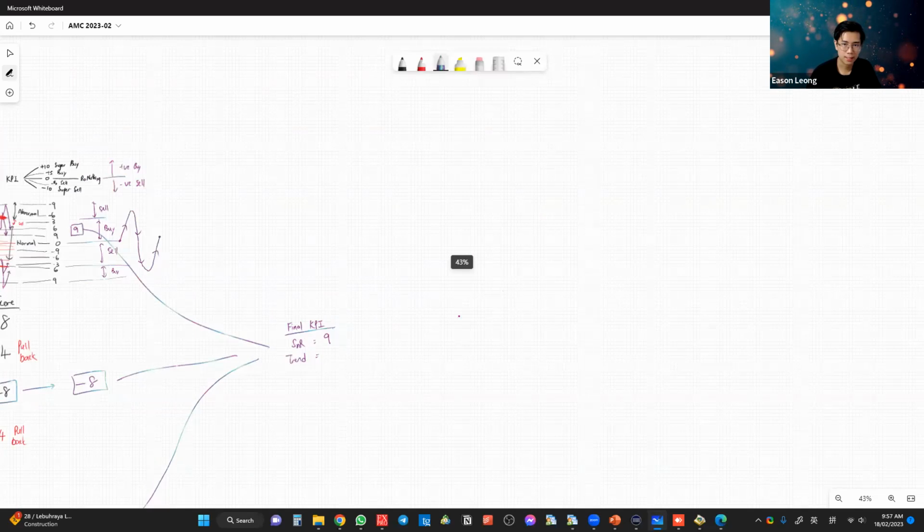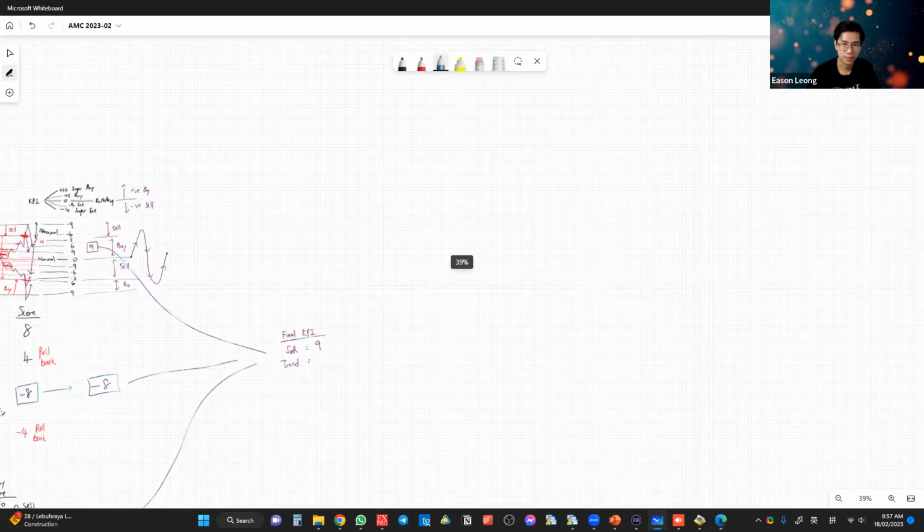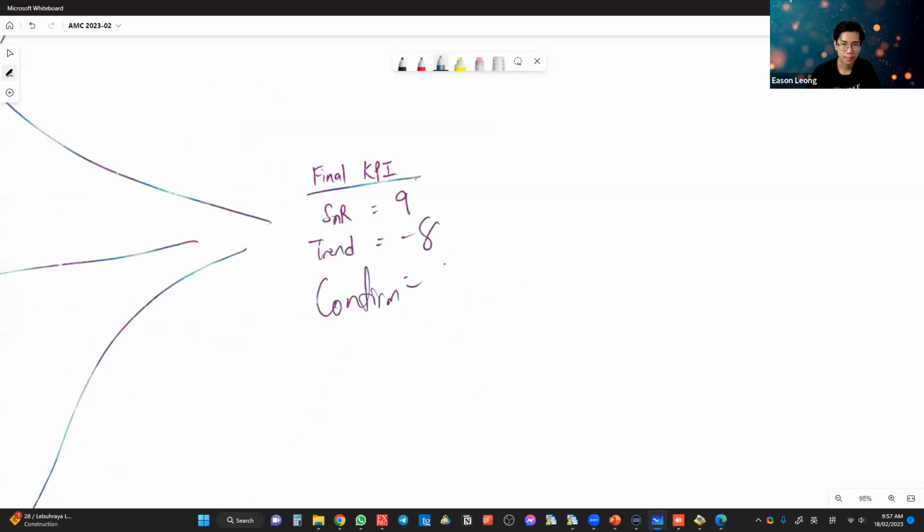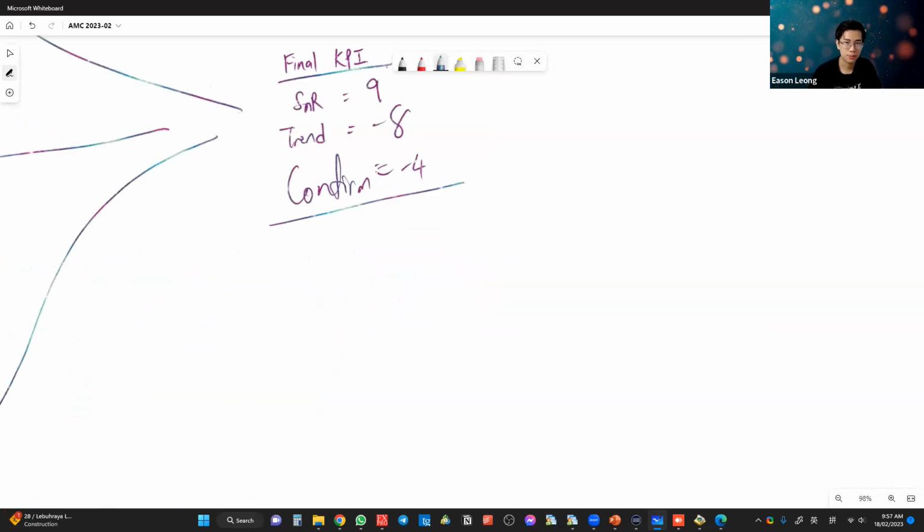And then from the RSI, which is last because it's confirmation, how much is the score that we give? Negative 4. Come, help me to sum it up. Once you sum up, what is the number for this final KPI score? Okay, Ethan, very fast. Negative 3.